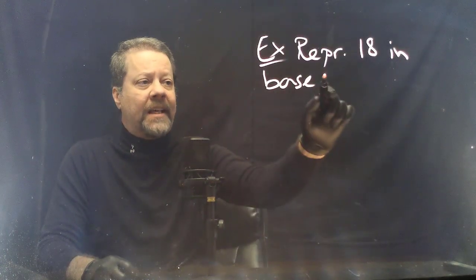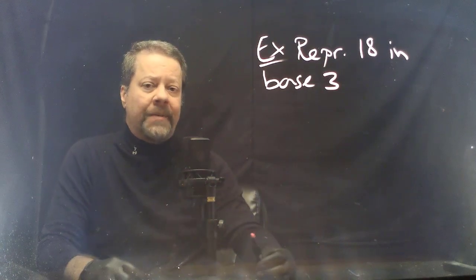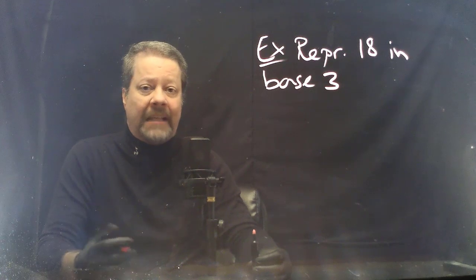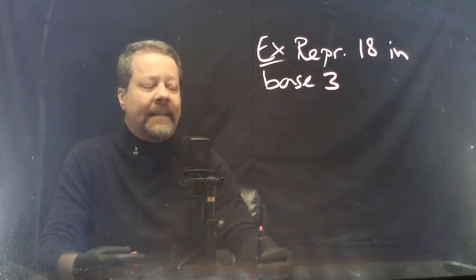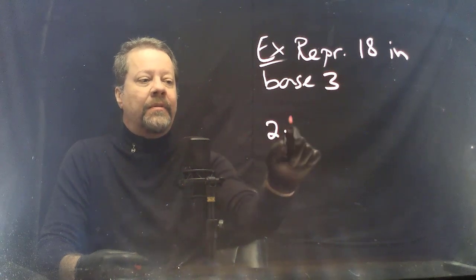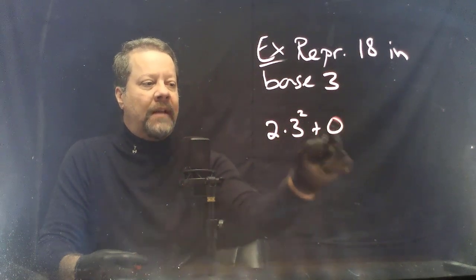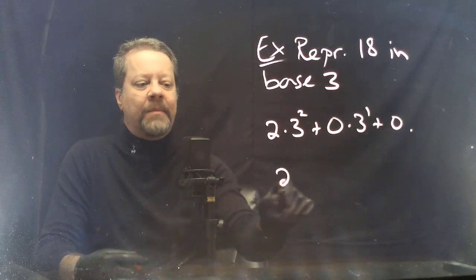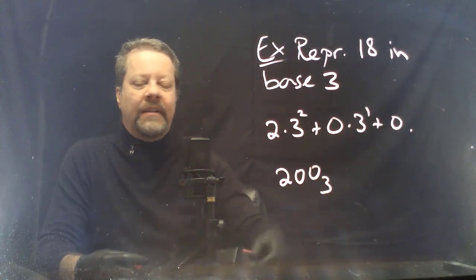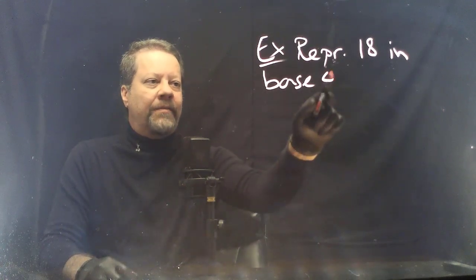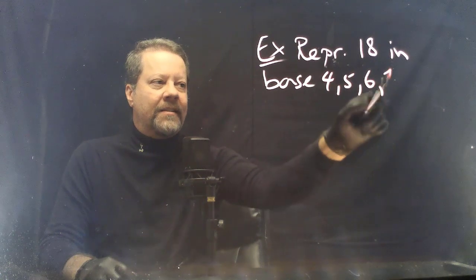Let's do the same thing, but instead, let's use base 3. What's the highest power of 3 that goes into 18? Well, 3 cubed is 27, so that's too big. 3 squared is 9, but you get 2 of those. And you'll have 0 times 3 to the 1 and 0, which means that the base 3 representation is 200. How about base 4, 5, 6, 7, and 8?